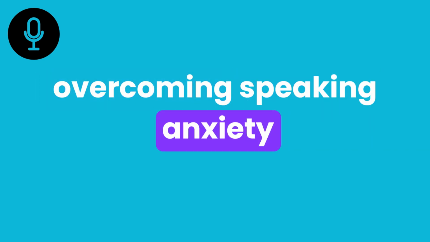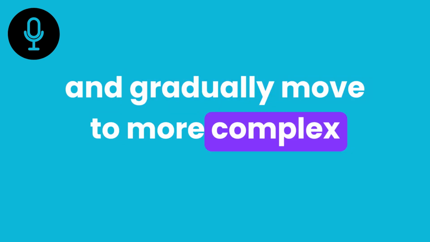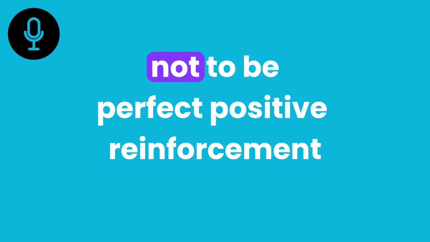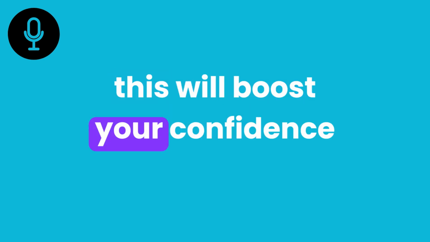Overcoming speaking anxiety. Start small. Begin with simple conversations and gradually move to more complex topics. Focus on communication. Don't worry about making mistakes. The goal is to communicate, not to be perfect. Positive reinforcement. Celebrate your progress, no matter how small. This will boost your confidence.